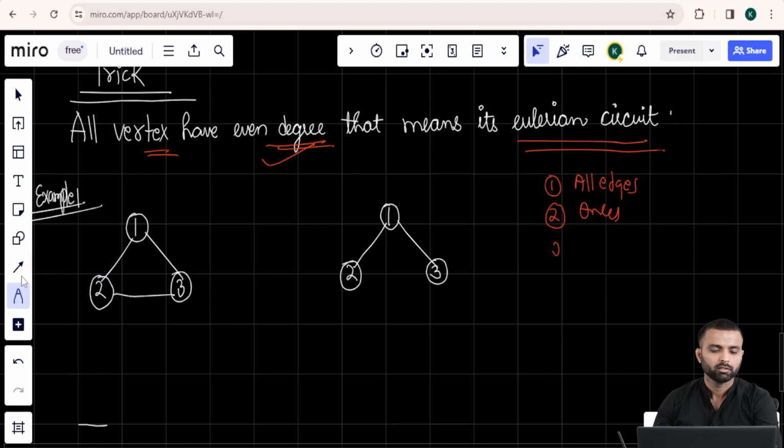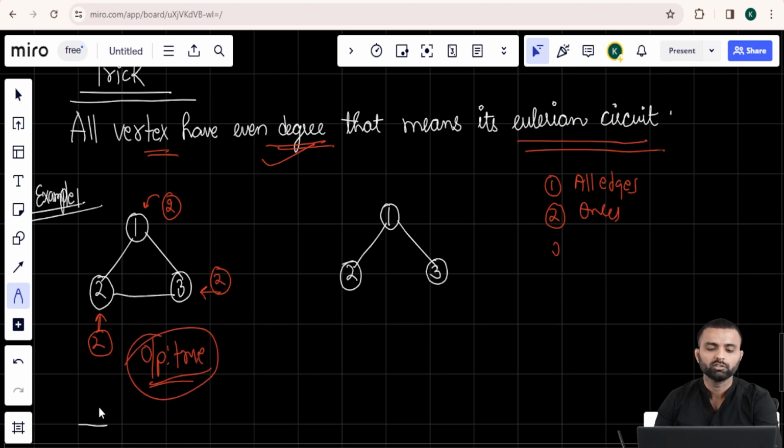Now, all the vertices have even degree. Let's check this. What's the degree of this? 2. Its degree is 2. Let me write here. Here, what's the degree? 1, 2. Its degree is 2. In this case, what's the degree? Again 2. So all the vertices have even degree, right? It means that it follows the property and the output is true in this case.